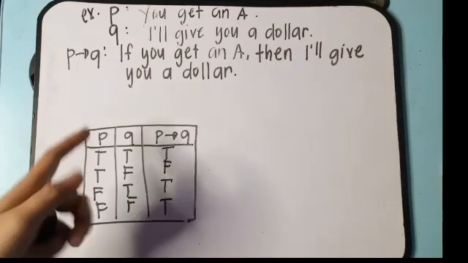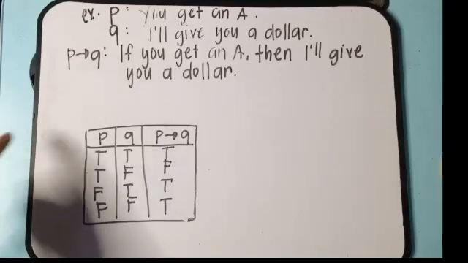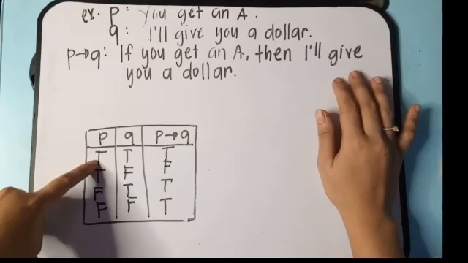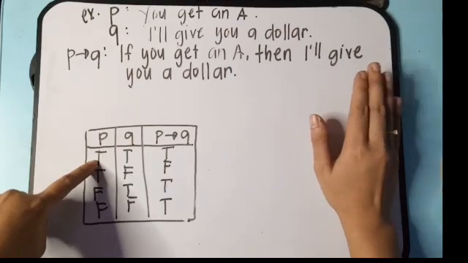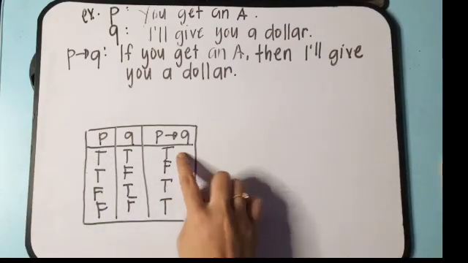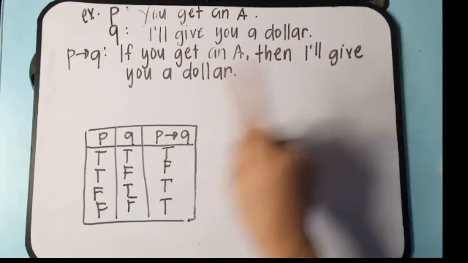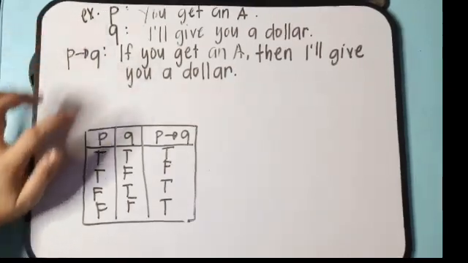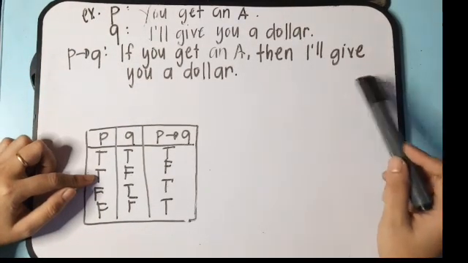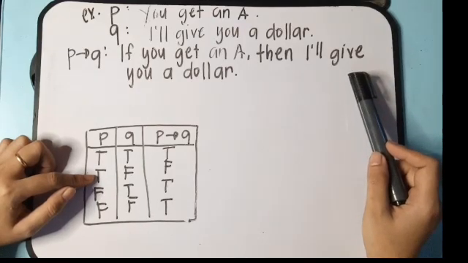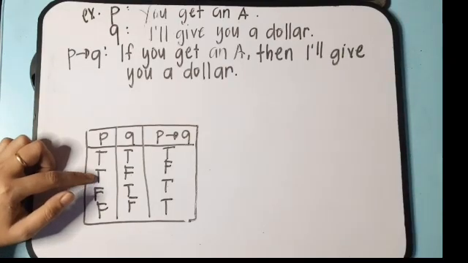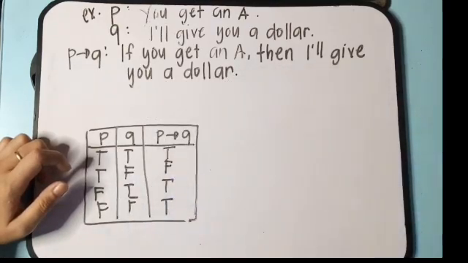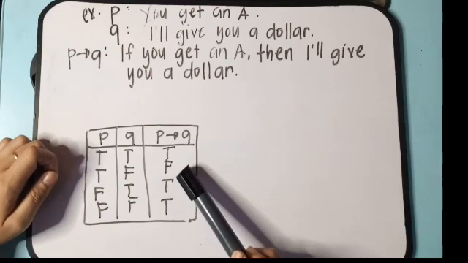So suppose you get an A. So you get an A, so that is true. So if I will keep my promise that I will give you $1, then that will become true because I keep my promise that I will give you $1 if you get an A. But if you get an A, so that is true, then I did not keep my promise to give you $1. So parang joke lang na, sige, if you get an A, then I'll give you $1. But I didn't keep my promise, which is this proposition will become false because I didn't keep my promise. Then the truth value will become false.